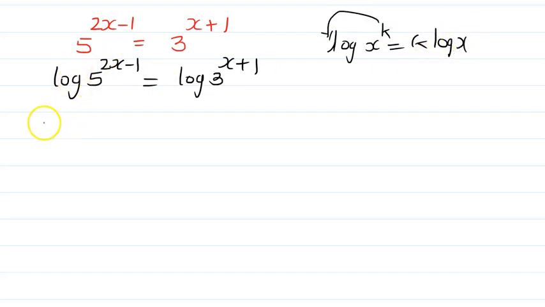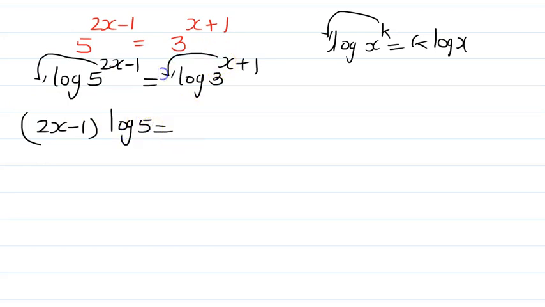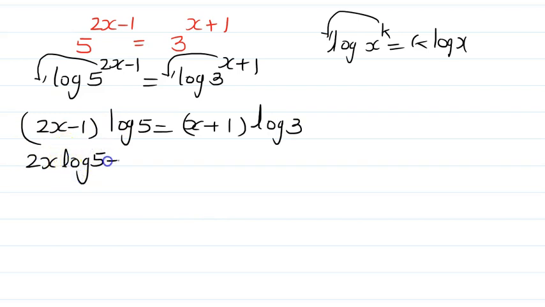We are using this, so the 2x minus 1 is coming forward, equal to log 5, and here this x plus 1 is coming forward. Let's write it in a bracket, so it is log 3. Now we can multiply log 5 inside, so it will be 2x log 5 minus log 5, and multiply log 3 inside, so it will be x log 3 plus log 3.